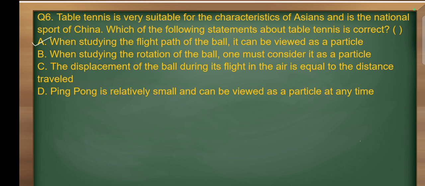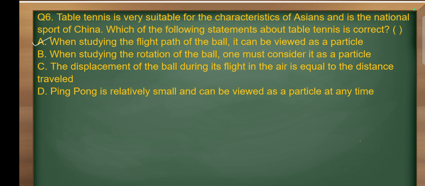Table tennis is very suitable for the characteristic of Asians and is the national sport of China. Which of the following statements about table tennis is correct? Option A. When studying the flight path of the table tennis ball, we can treat it as a particle because only its position matters, not its size or the rotation. So this is correct.